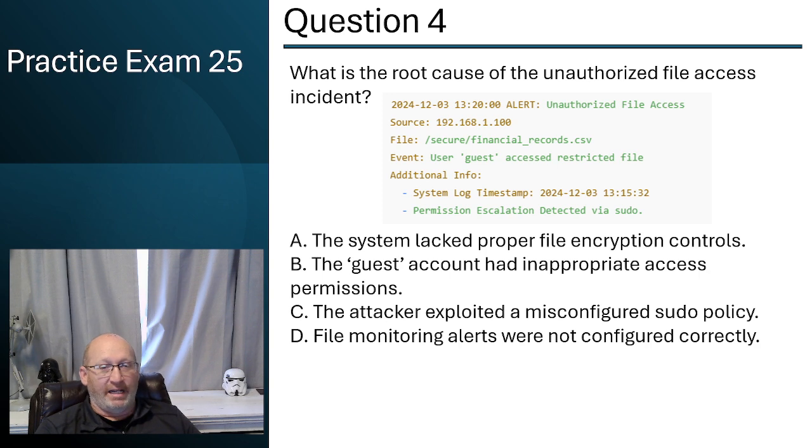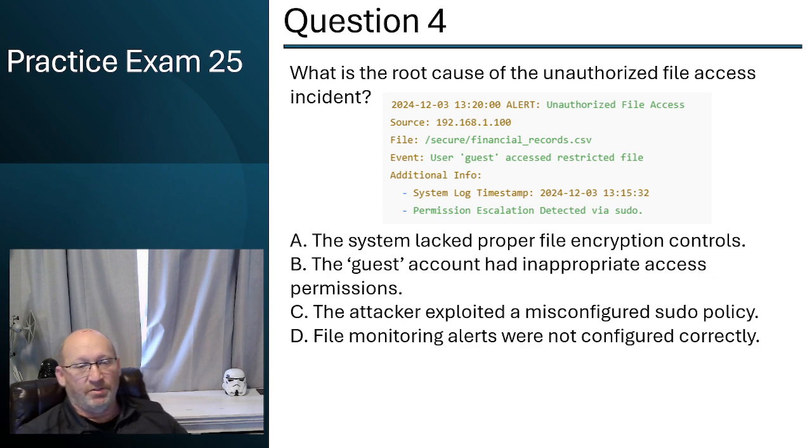Why was the guest able to do that? Why was the guest able to access it? It wasn't that the guest had access to it, which was what B said. It's that they used sudo, and sudo let them do it. And that's the problem. And so C is going to be our correct answer for this one. I hope that made sense.